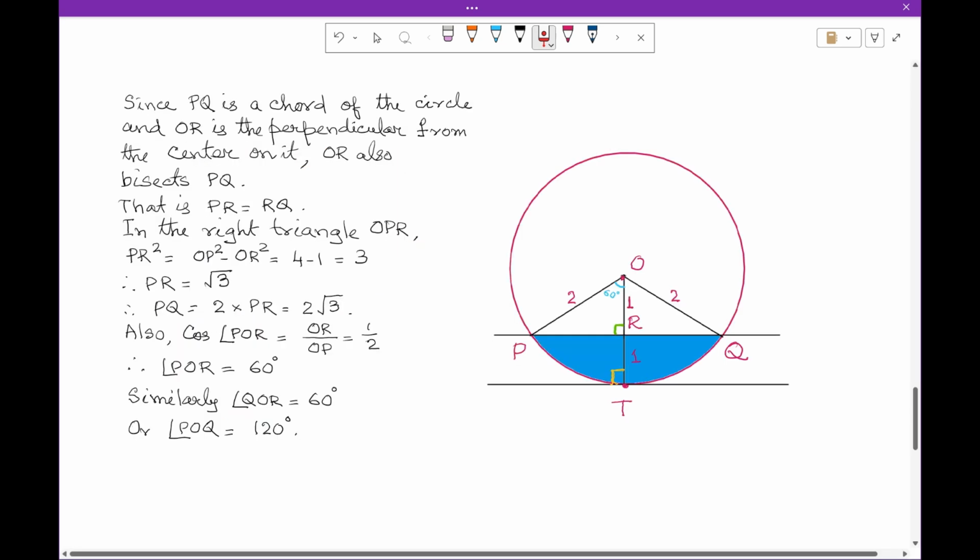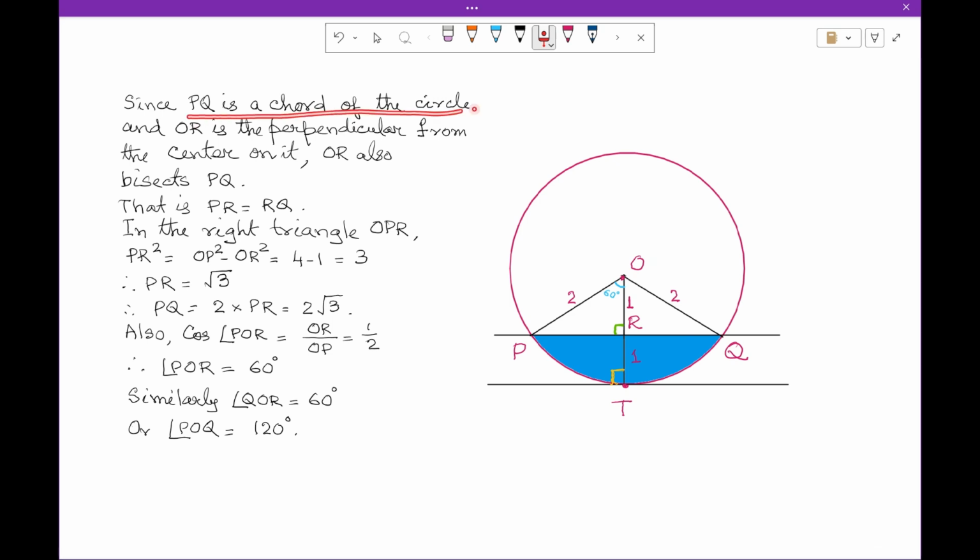Now, PQ is a chord of the circle and OR is a perpendicular from the center of the circle on the chord PQ. Therefore, OR bisects the chord PQ. Hence, PR is equal to RQ.